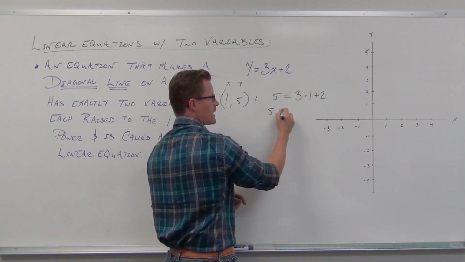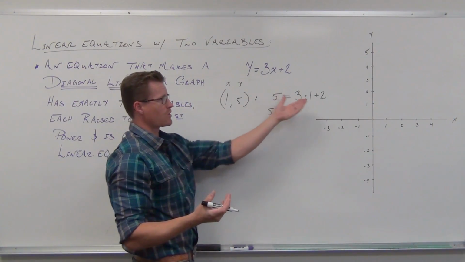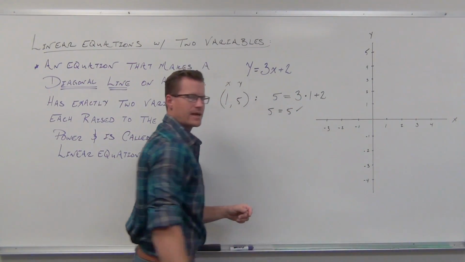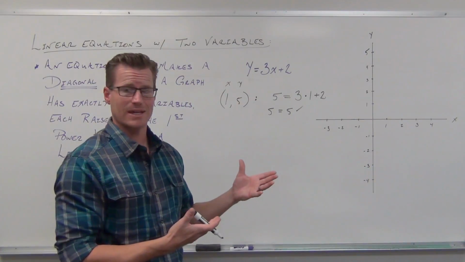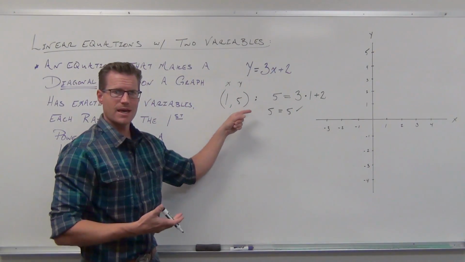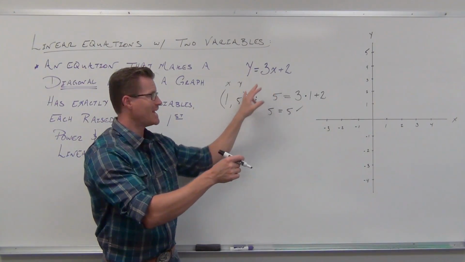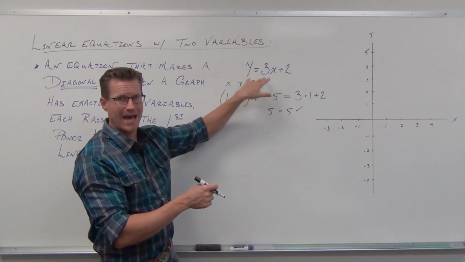This 5 is done. On the right-hand side, you do some simple math. You do some order of operations. You go, hey, 3 times 1 is 3 plus 2 is 5. Oh my gosh, yes. That's a true math statement. The two sides are equal. That's fantastic. What that says is that this point, when I plug it into my linear equation, creates a true math statement, which says that this point is on that line.